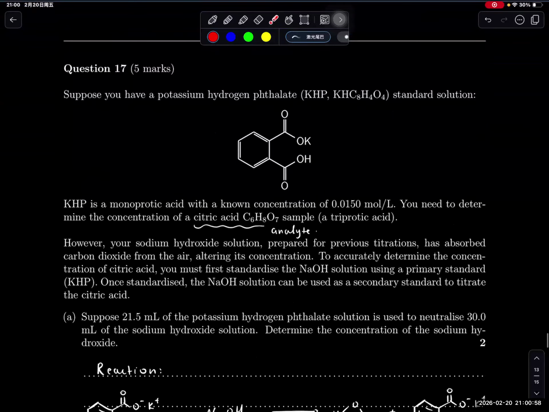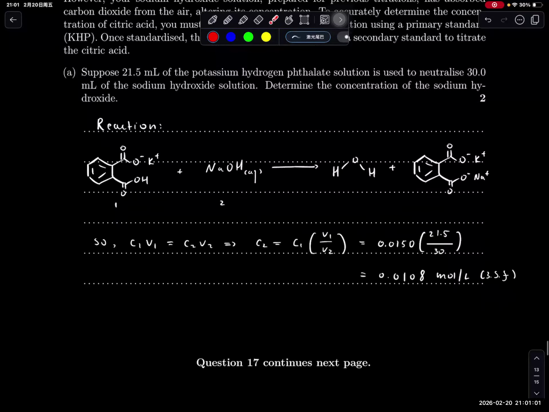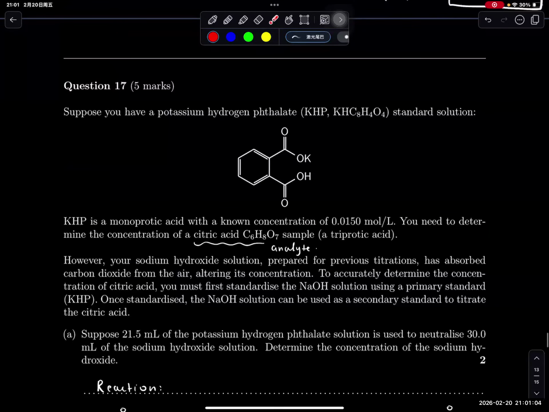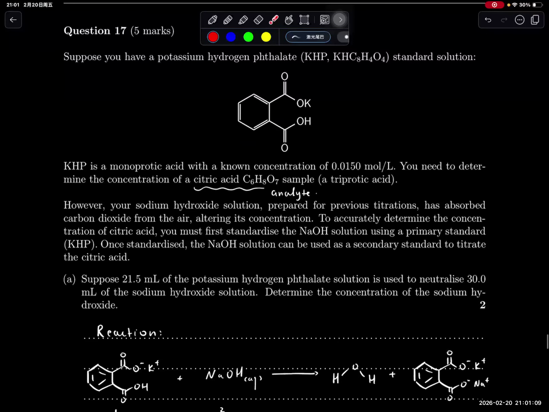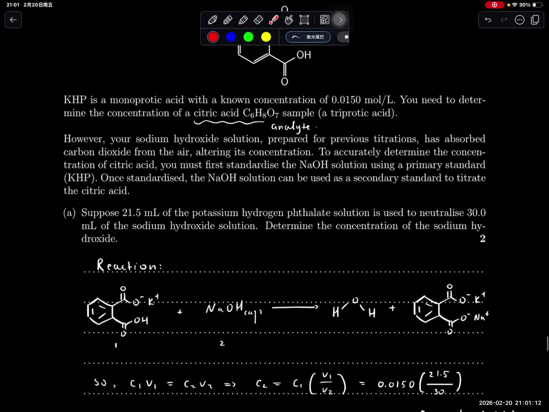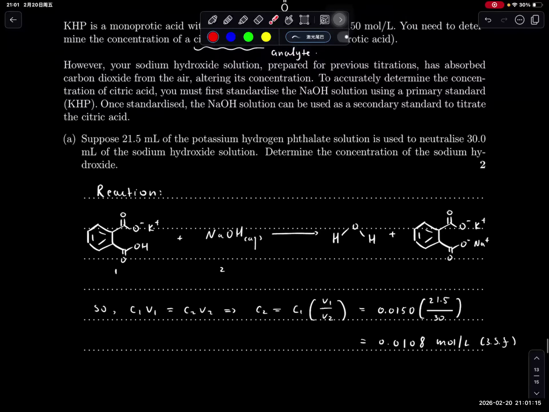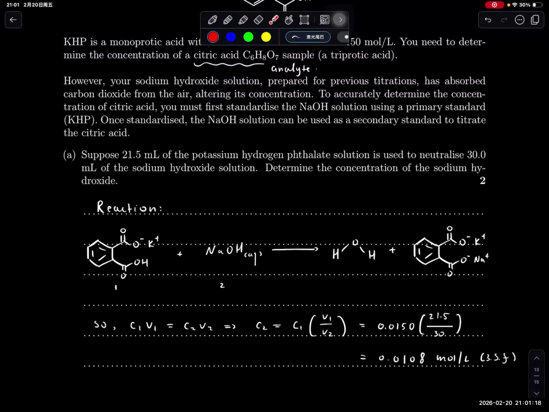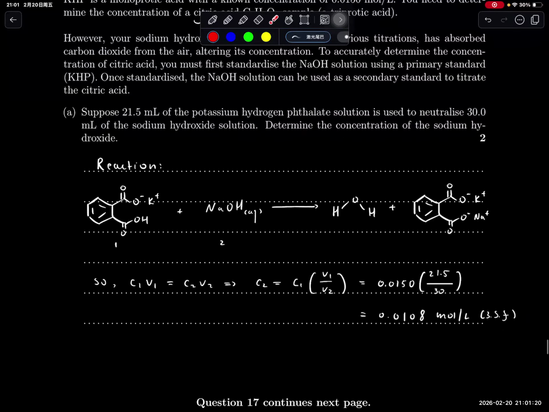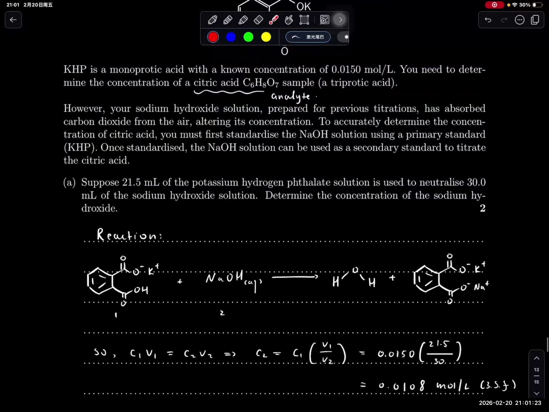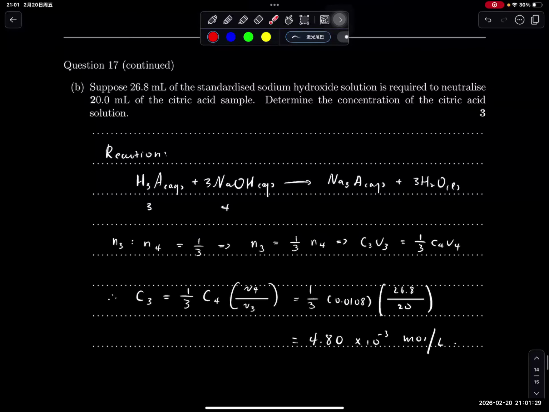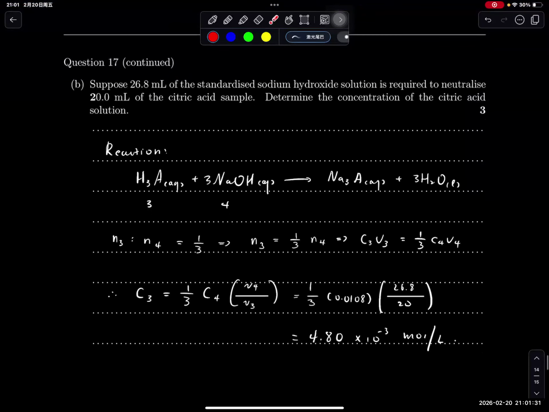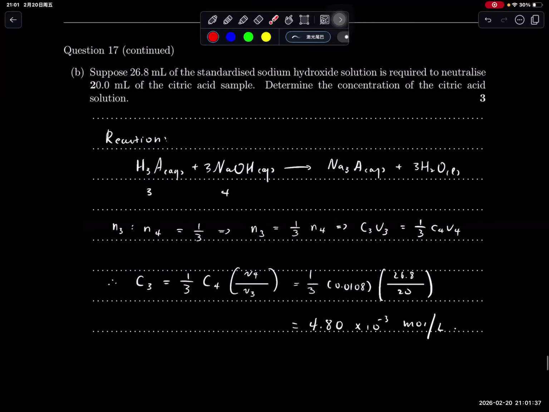Very difficult question. Question 17 is a secondary titration, I think, and it involves a weak acid called KHP, which is commonly used. Question A is to use the KHP to determine the sodium hydroxide solution. We're standardizing the sodium hydroxide because it got contaminated, as given in the context here. Question B is to use the concentration we got for the sodium hydroxide, the secondary standard, to titrate our real analyte, the citric acid sample, and just be aware of the stoichiometric ratios.